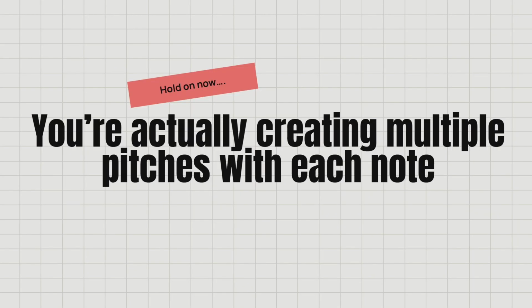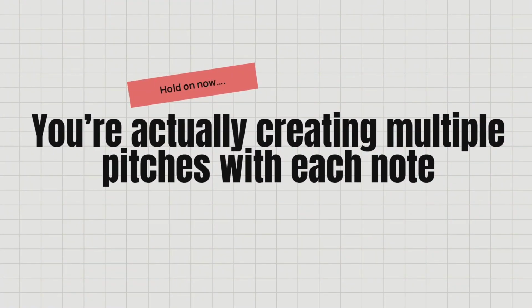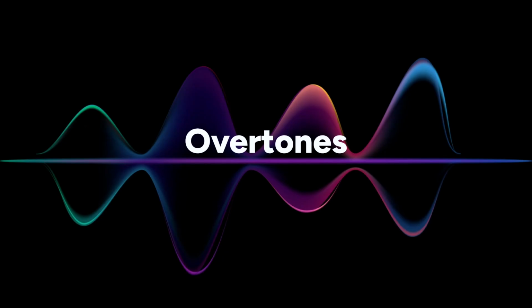But I'm going to throw you for a loop here. When you are singing a note or hearing a note, you are actually hearing multiple pitches within each note. Crazy, right? When you hear a note, it's not just one note. It's actually multiple notes at the same time, multiple pitches at the same time. We call these overtones. And that is one of the big concepts of this lesson.